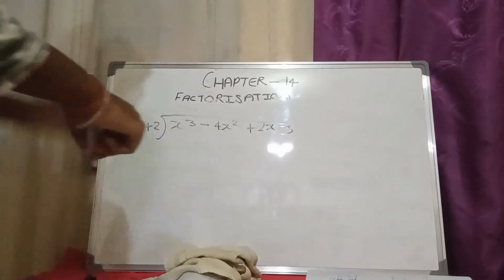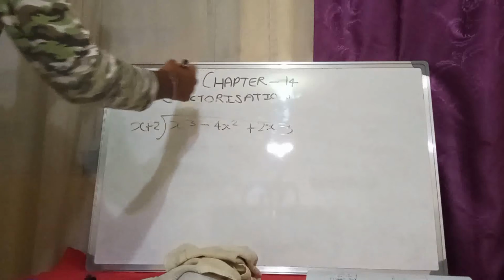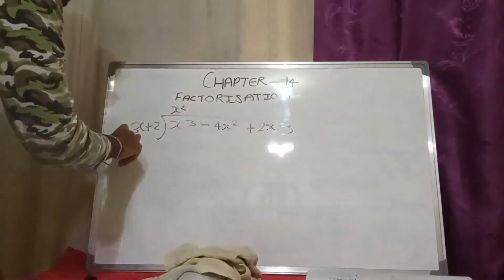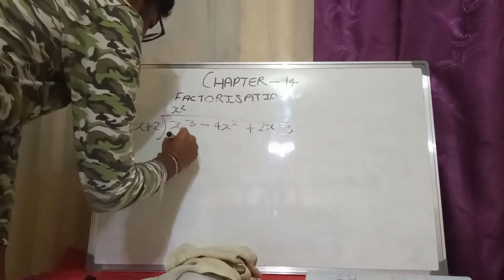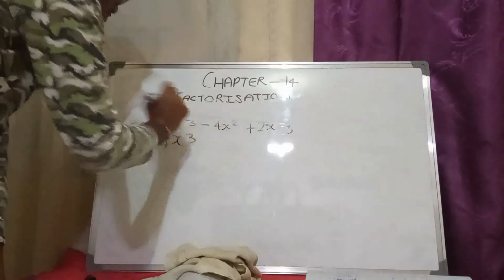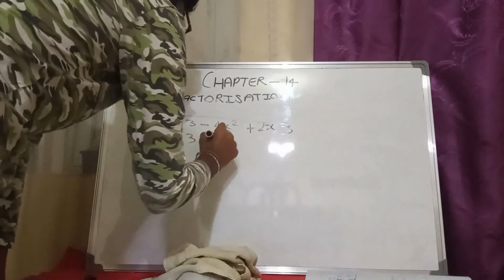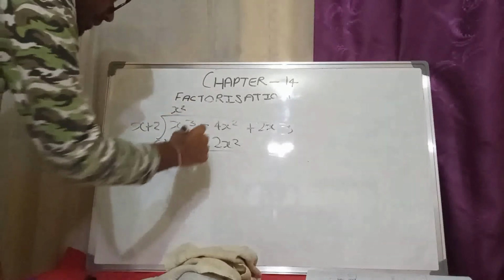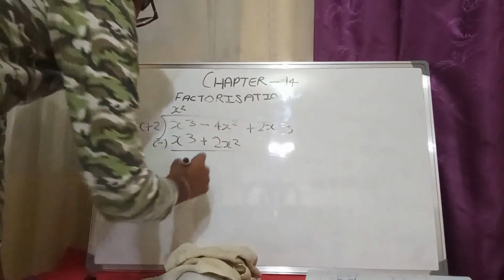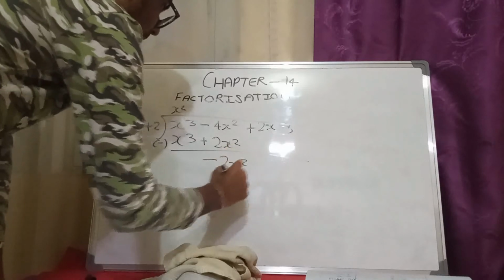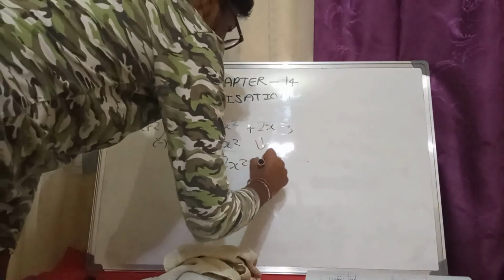So we have to multiply x with something that gives us x cube. That's x square. When you multiply x with x square, we get x cube. Then we multiply 2 with x square and get 2x square. Now we are subtracting, so the sign will change. Here we get 0, and here negative 2x square, and we bring this down plus 2x.